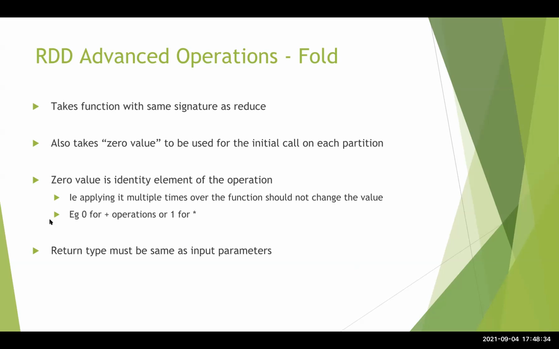For example, you can have 0 for plus. How many times you apply the initial value, which is 0 for plus, the result is not going to change. As for multiplication, it is 1. Any number you have, you multiply it with 1, it doesn't change anything. The return type must be the same as the input parameters. So that's the property of fold.